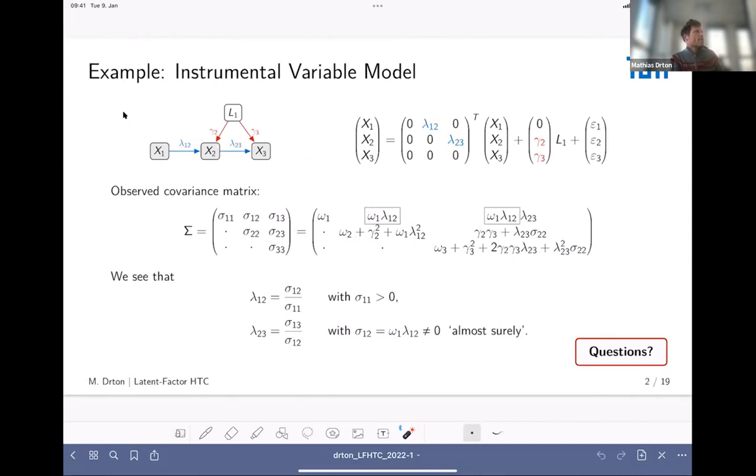It's actually a good time. There's a question that just popped up. On slide 2, when you write down the structural equations with matrices, should the x1, x2, x3 column vector on the right-hand side be 1, x1, x2?